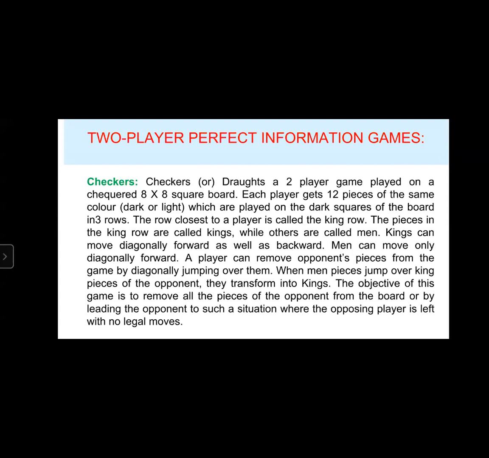Here a player can remove the opponent's pieces from the game by diagonally jumping over them. When men jump over king pieces of the opponent, they transform into kings. Here the objective of the checkers game is to remove all the pieces of the opponent from the board, or by leading the opponent to such a situation where the opposing player is left with no legal move.